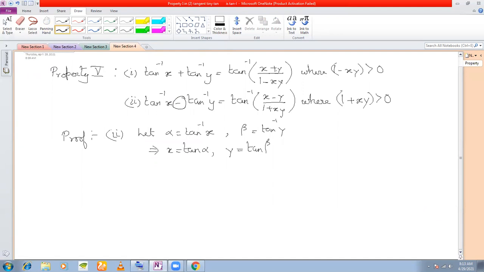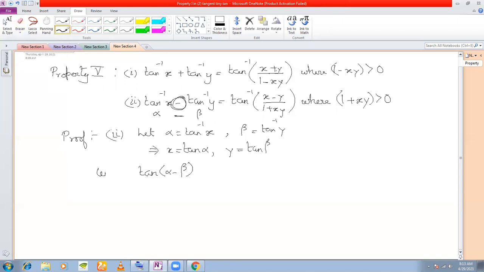In order to derive the formula, because I'm proving the second part, I have a negative sign here. If I consider this as alpha and this as beta, I have a negative sign, that means I must use the negative angle formula for compound angle. So I use tan(alpha minus beta), because I have a negative sign here.